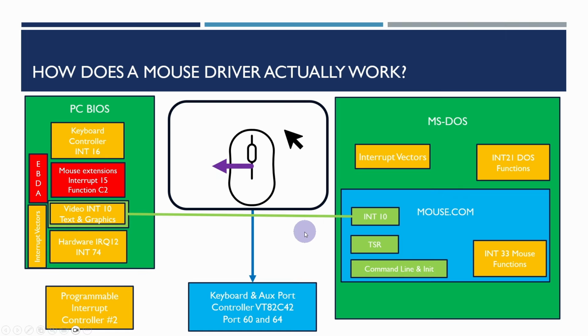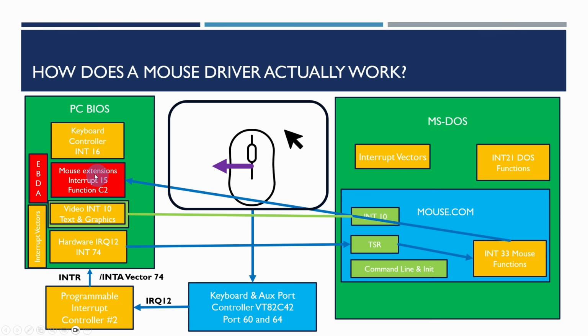We have the programmable interrupt controller for interrupt 12. When interrupt 12 is fired by the keyboard mouse controller, this raises an interrupt to the BIOS. We get interrupt vector 74, which goes to our TSR, that then goes to interrupt 33, that then calls the mouse extensions to find out what's going on. It then requests the data from the mouse and tells the video to move the mouse pointer on the screen. And that all has to work properly for the mouse to work.